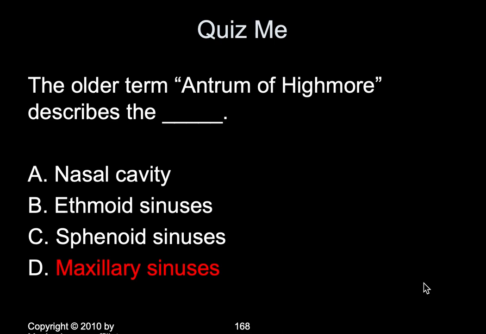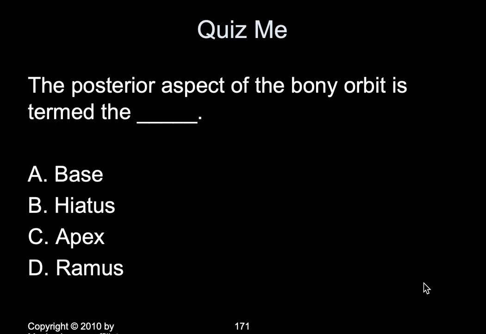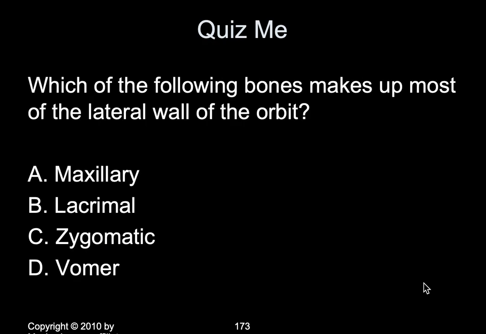The older term antrum of Highmore describes what? The maxillary sinuses. So antrum of Highmore, maxillary sinuses. Which paranasal sinus is the last one to develop? The ethmoid is the last paranasal sinus to develop. The posterior aspect of the bony orbit is termed what? So the posterior aspect of the bony orbit is termed the apex.